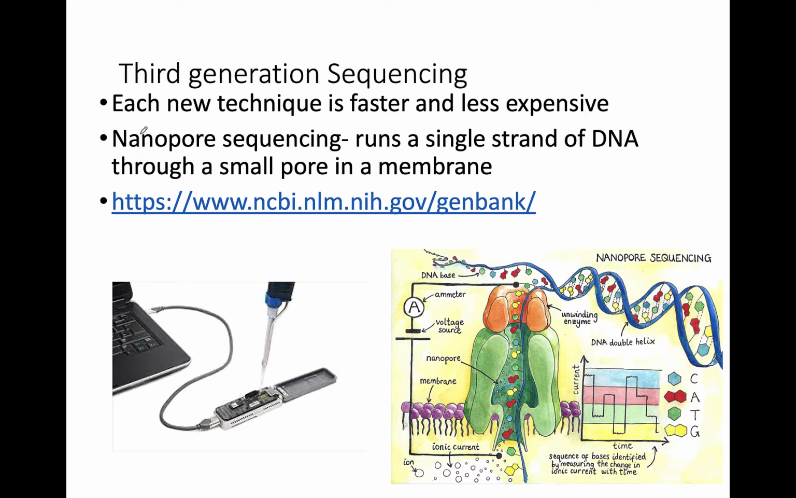One example of this is nanopore sequencing. What this does is it runs a single strand of DNA, so you can see here's a DNA strand, through a tiny, tiny pore in a membrane. Here's the nanopore. As it goes through here, it disrupts the ionic current. Each current change is respective of one of the 4 nucleic acids. So based on what the current says, we can tell whether it's a cytosine, adenine, thymine, or guanine.